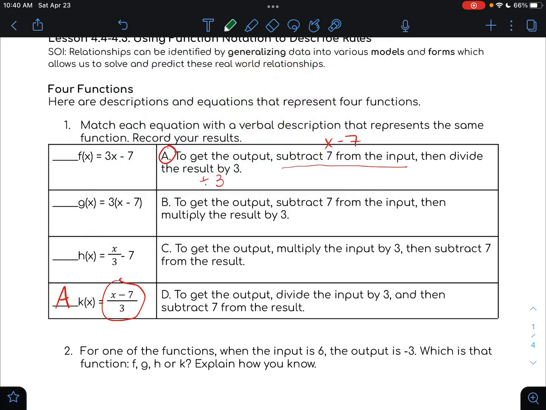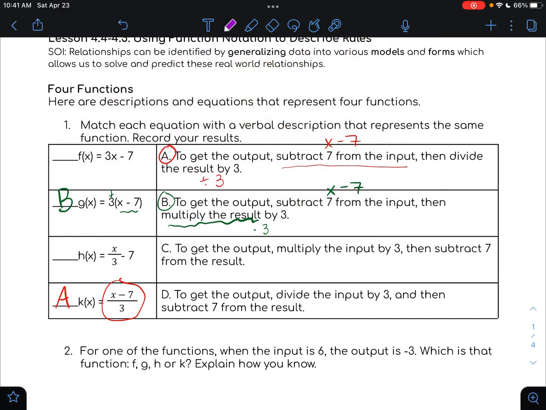All right, let's go to a different color. Let's talk about B here. To get the output, subtract 7 from the input, so x minus 7, then multiply the result by 3. See if you can figure out which one that would be. Remember, when we have a coefficient next to parentheses, these are being multiplied. We do the x minus 7 first because it's inside the parentheses, and then multiply by 3. So the g function goes with description B.